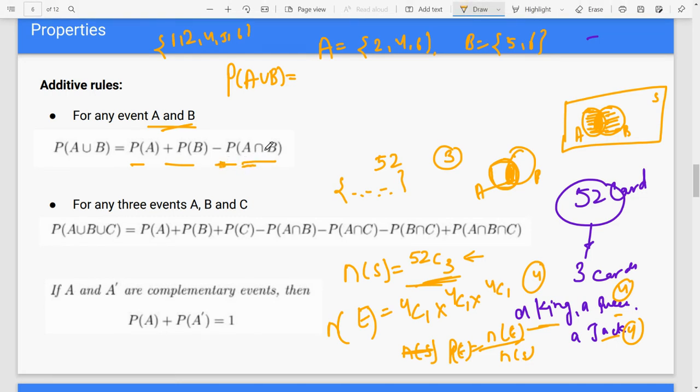Okay. So it's not the exact proof. The proof is something else, but it is the basic intuition. You can understand how these things are happening. And if you forget the formula, you can write it in your own terms. And simply you can define it for three events also, if you are having three events A union B union C.